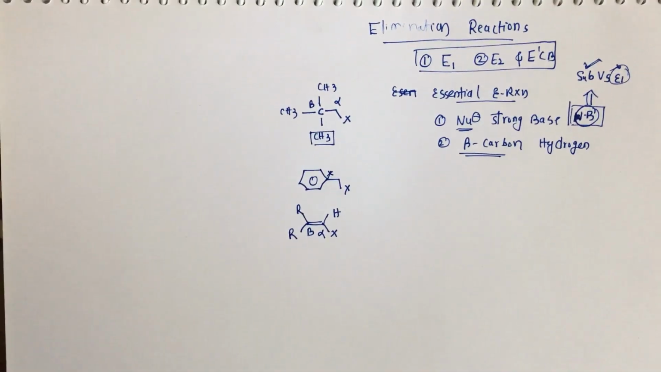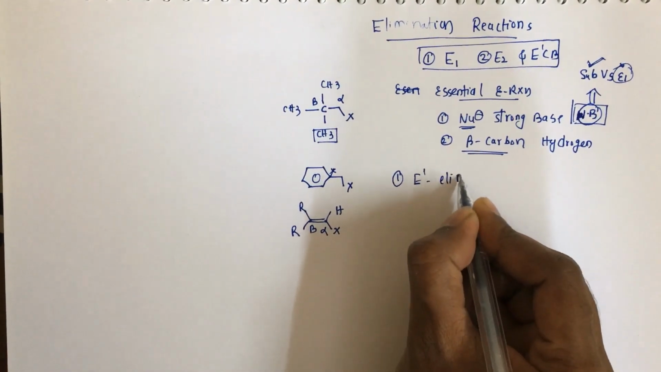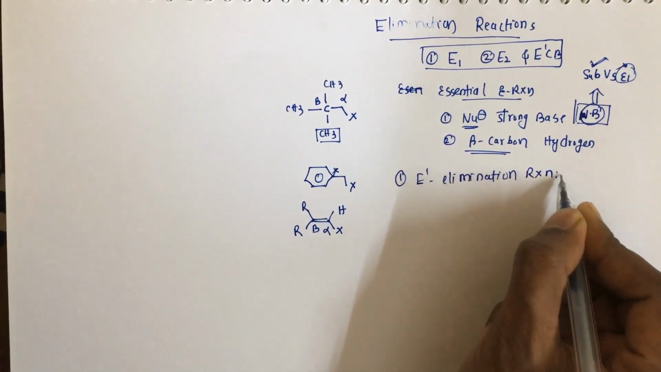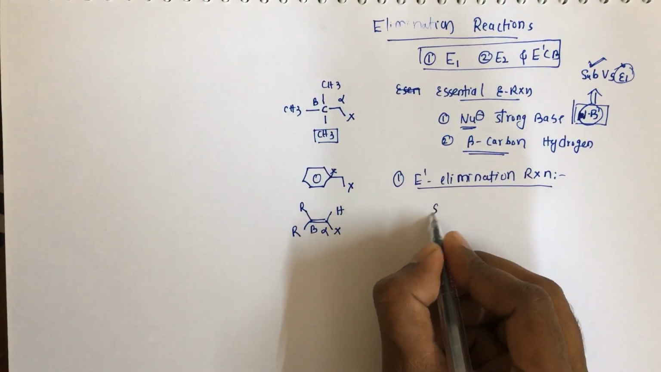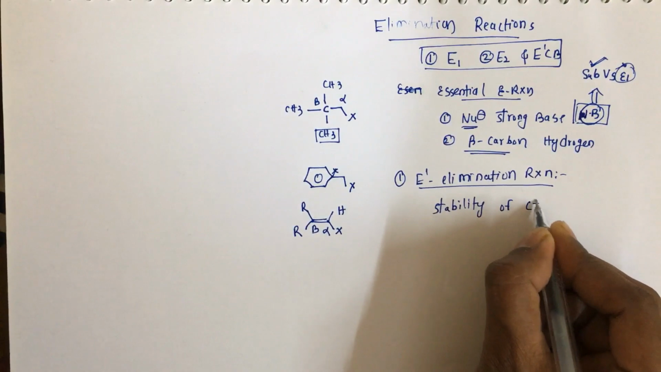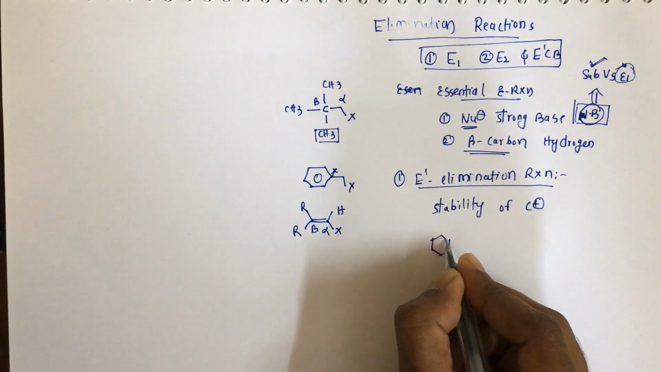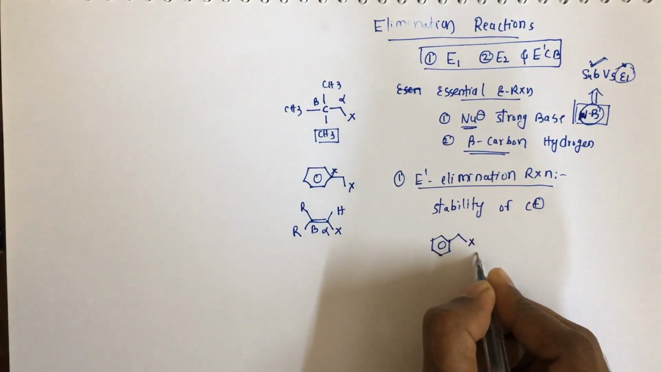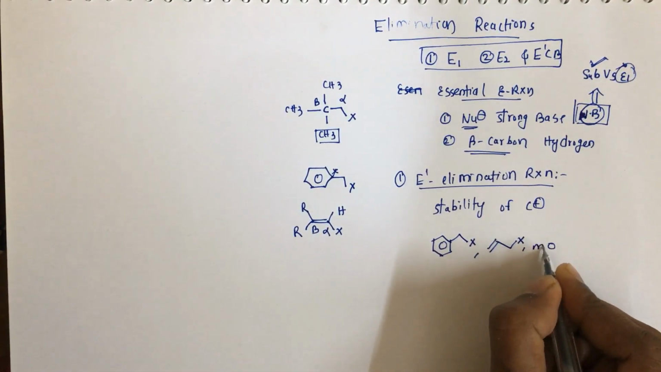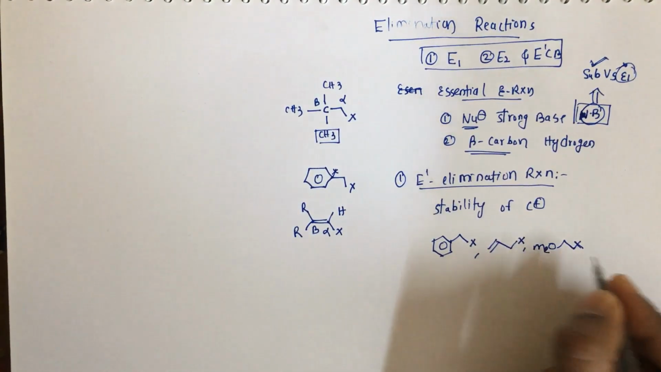And then first we'll talk about the E1 elimination reactions. E1 elimination reactions mainly depend upon the stability of the carbocation. Are there any stability factors? I will be writing some examples here. This is the one, and this type of compounds, this is OMe and X.